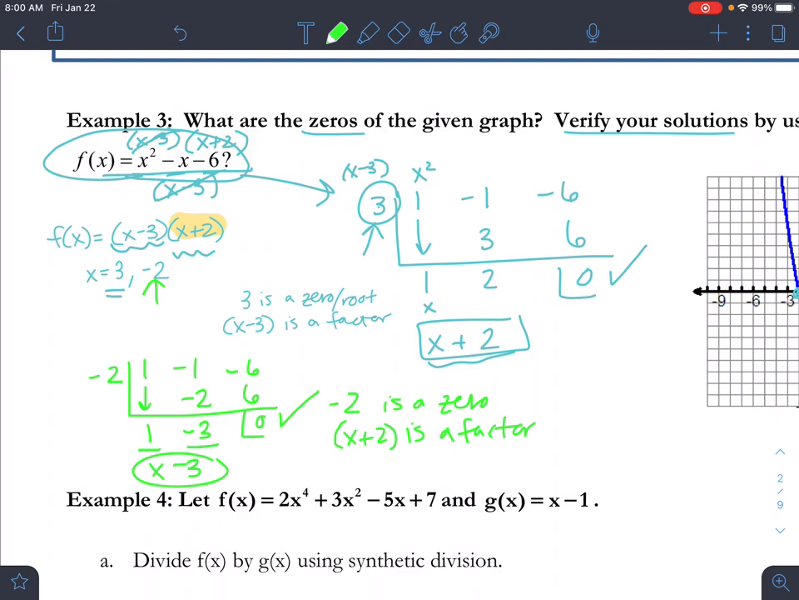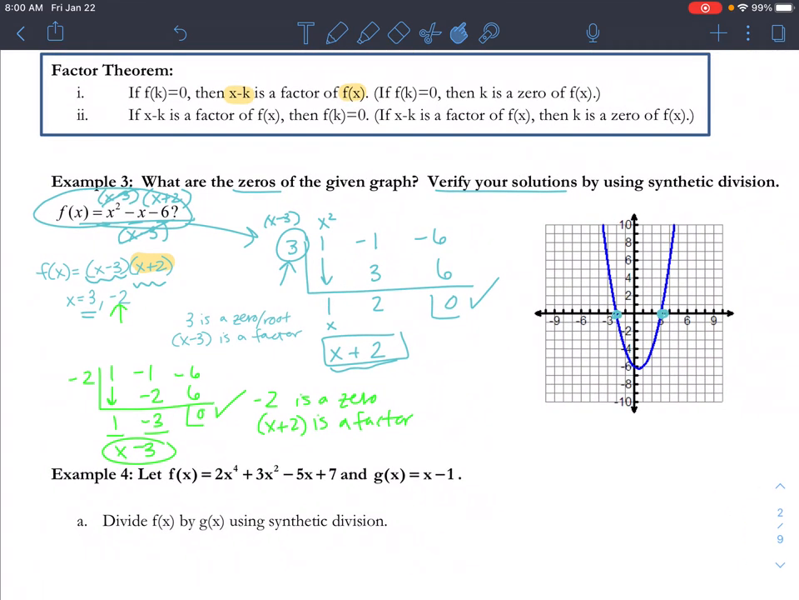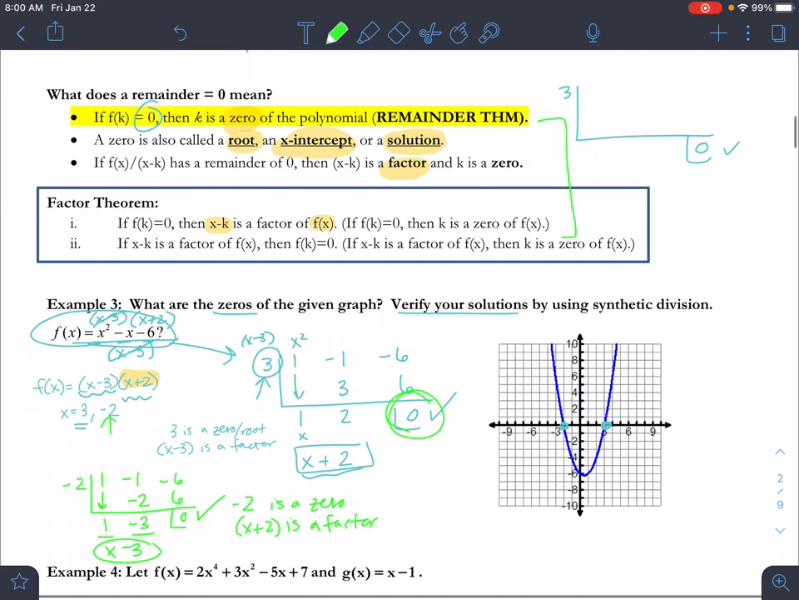I just want you to see that connection, and I hope you do. All those things are very, very connected. 0 being a remainder is really important because it tells us about roots, and it also tells us about factors. So that's what we're going to continue below. For examples 4 and 5, we're going to pull this all together. Make sure you're feeling good about synthetic division and in general what a 0 means, which right here, you've got all your information. What does it mean if I have a 0 remainder?